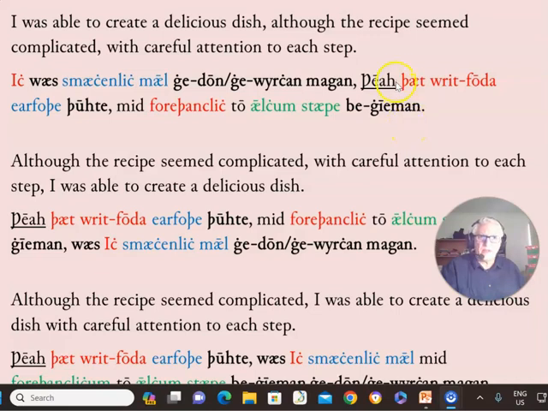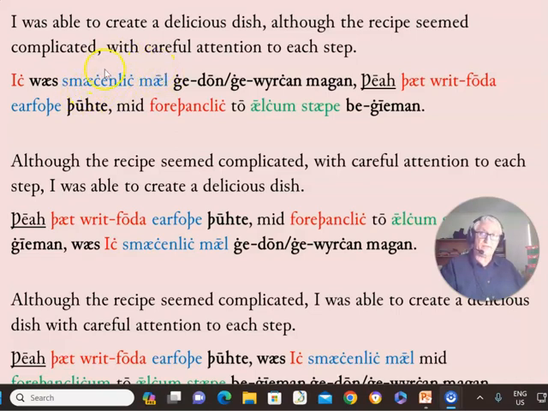Okay, the subordinating conjunction, although, is theoc, and that fits in there. Notice I'm the subject there. I was created delicious dish, delicious meal, mal is meal, smatchenlich is delicious. Okay, that is the direct object. They're in the accusative.